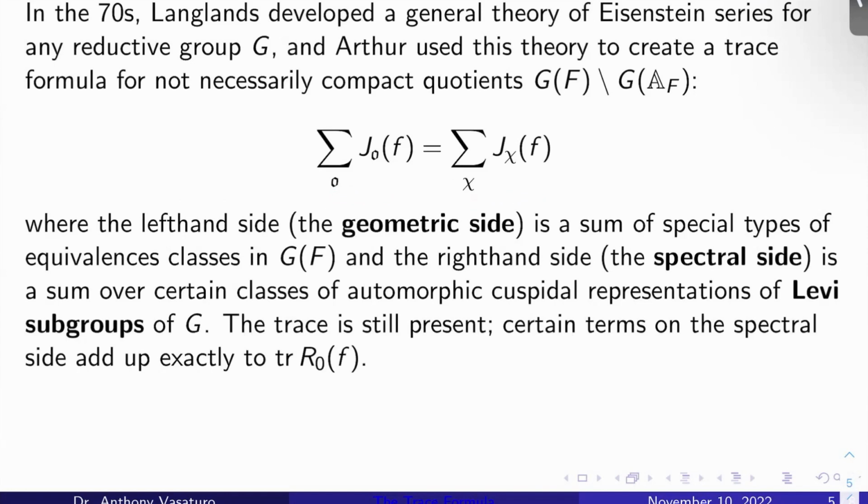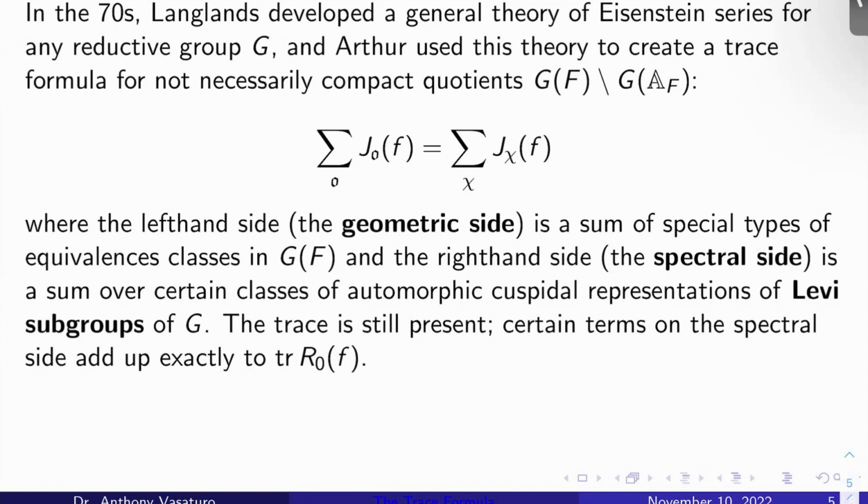The left-hand side is a sum of special types of equivalence classes in G of F, very simply. And the right-hand side is a sum over certain classes of automorphic cuspidal representations of what we call Levi subgroups of G. And again, for more on special subgroups of reductive groups, I would recommend that you study up pretty seriously on your linear algebraic group theory from Springer or from Milne or someplace like that.